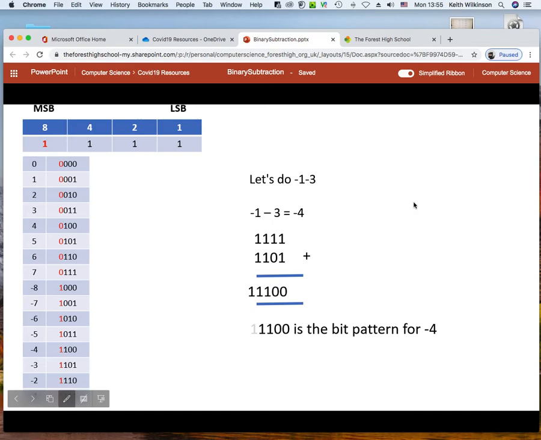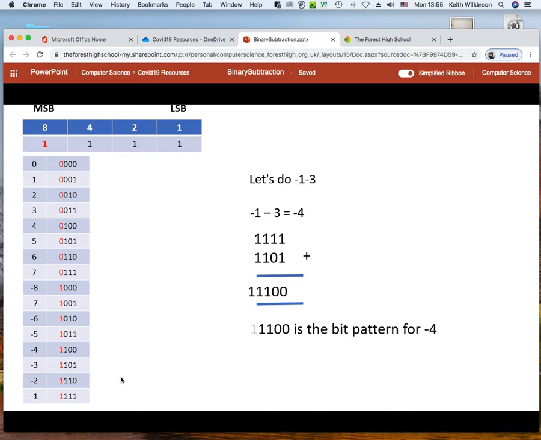So let's do another one. I wish this would go away. I'm losing my minus 1 at the bottom there. Oh, it has. So let's do minus 1 take away minus 3. This is a little bit harder because we're doing 2 negatives. So the answer is going to grow in the negative. So minus 1 minus 3 is minus 4.